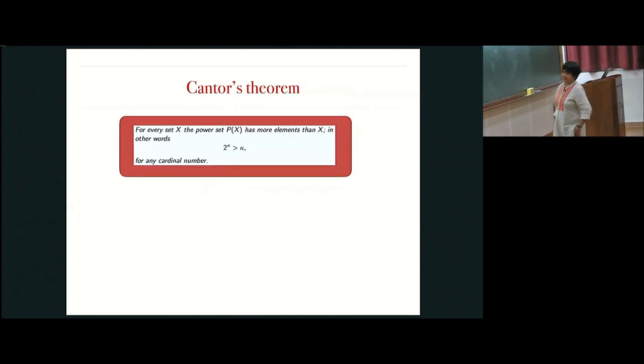Now comes this. Take any X, be it finite or infinite. Take its power set. You can actually prove that 2 to the power kappa is greater than kappa. What does this theorem mean? Just think about it for a moment.